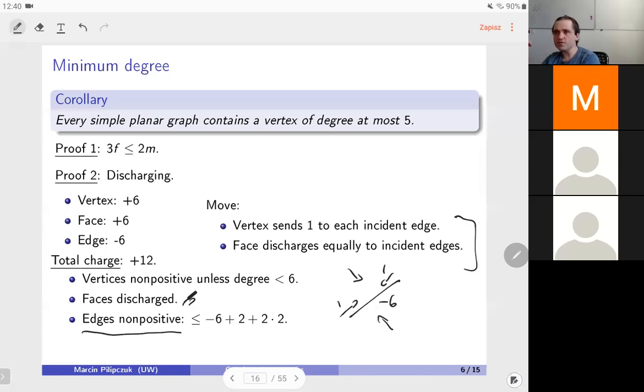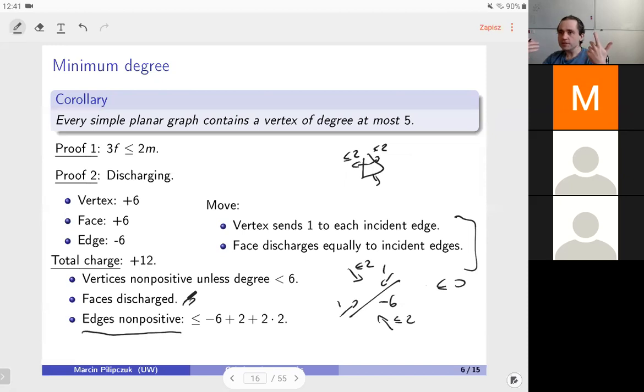Now, the previous proof used the fact that the face has got at least 3 edges. We also need to use it somewhere here. It would be worrying if we didn't use it. So now we use it. A face has size at least 3, which means that it sends at most 2 to each of its edges. A face of size 3 sends 2, a face of size 4 sends 1/2, and so on. So the edge gets at least 2 from here and at least 2 from here, which means that it ends up non-positive. If an edge has size 3 faces on both sides, it will end up with 0. If any of these faces is larger, it will end up below 0.